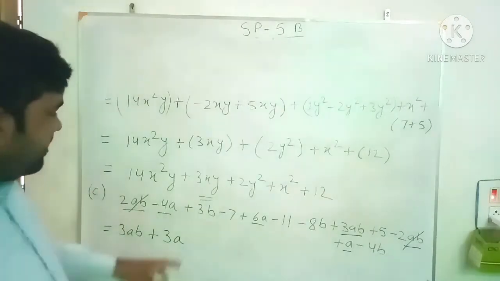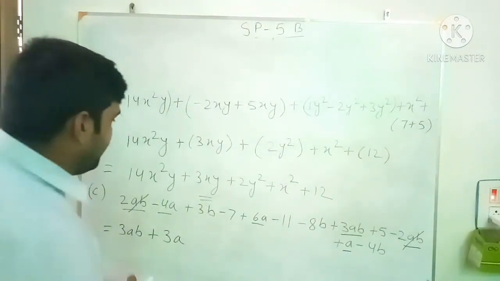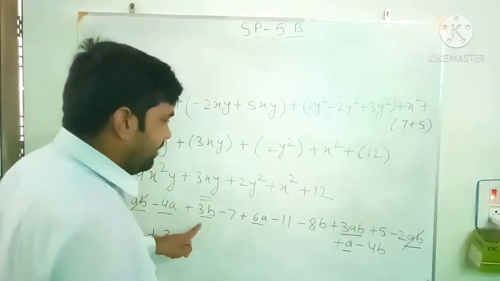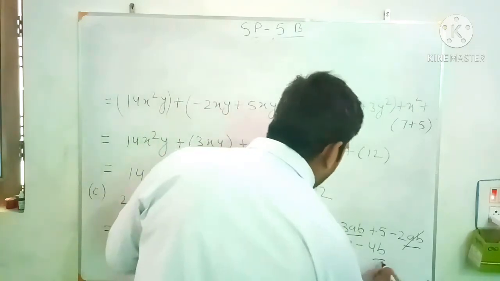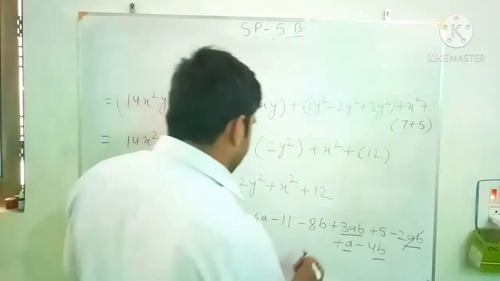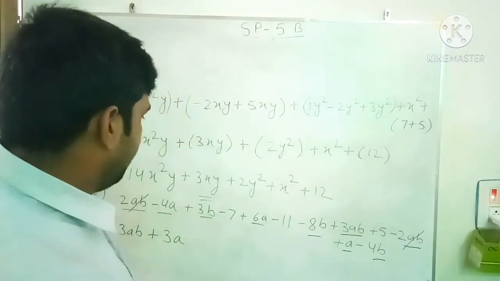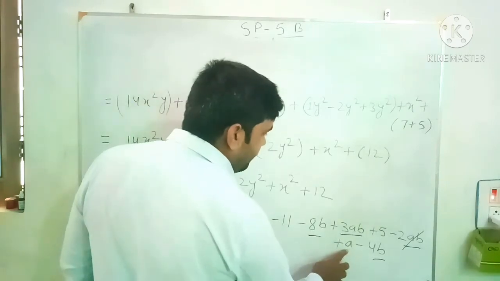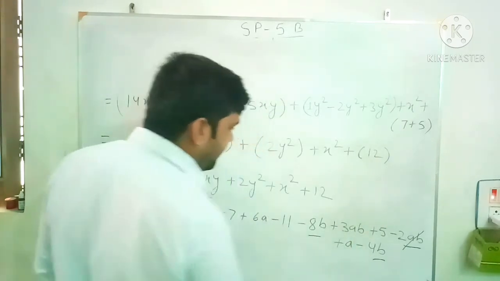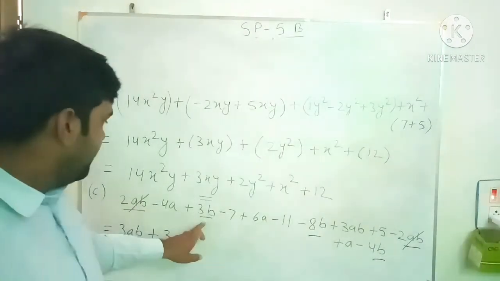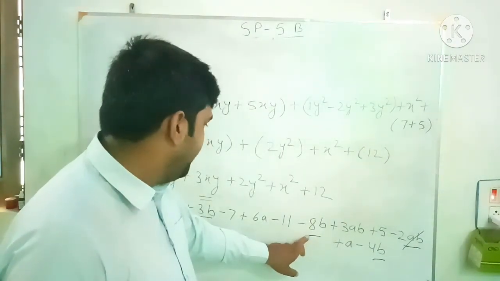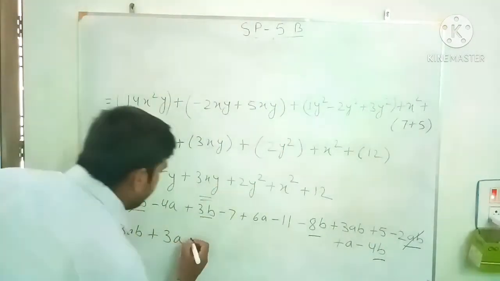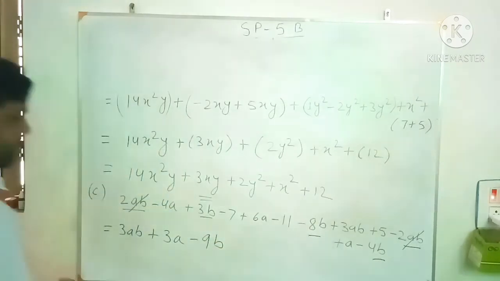After that we write the terms containing variable b. See how many b's are there? 3b, here 3b, minus 4b, and here also minus 8b. Three terms are there containing b. That is 3b plus 3b minus 8b gives you minus 5b, and minus 5b minus 4b gives you minus 9b. So what do you write? Minus 9b.